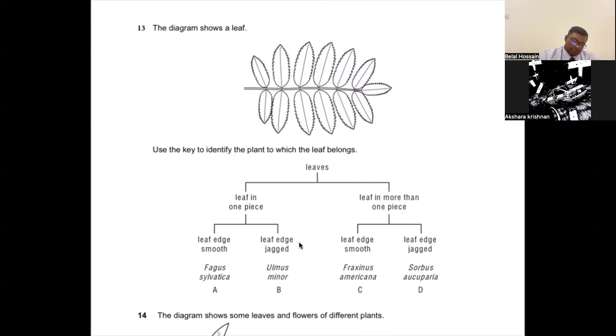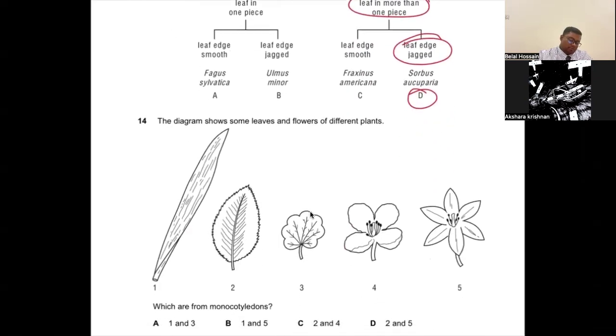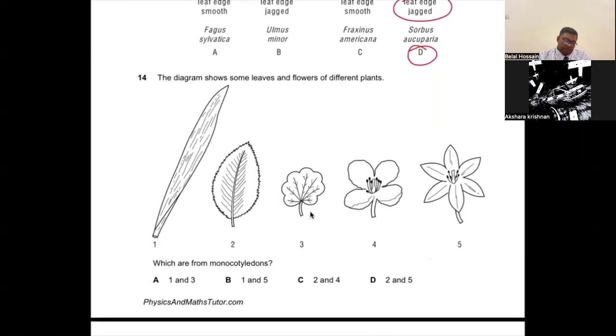So which one will it be? It sounds D. Okay. My question: anytime you give an answer, also tell me why. Why did you choose D? Because the leaf is in more than one piece, and then the leaf's edge is jagged, and then so then it's D. Good. Done. You have done well.